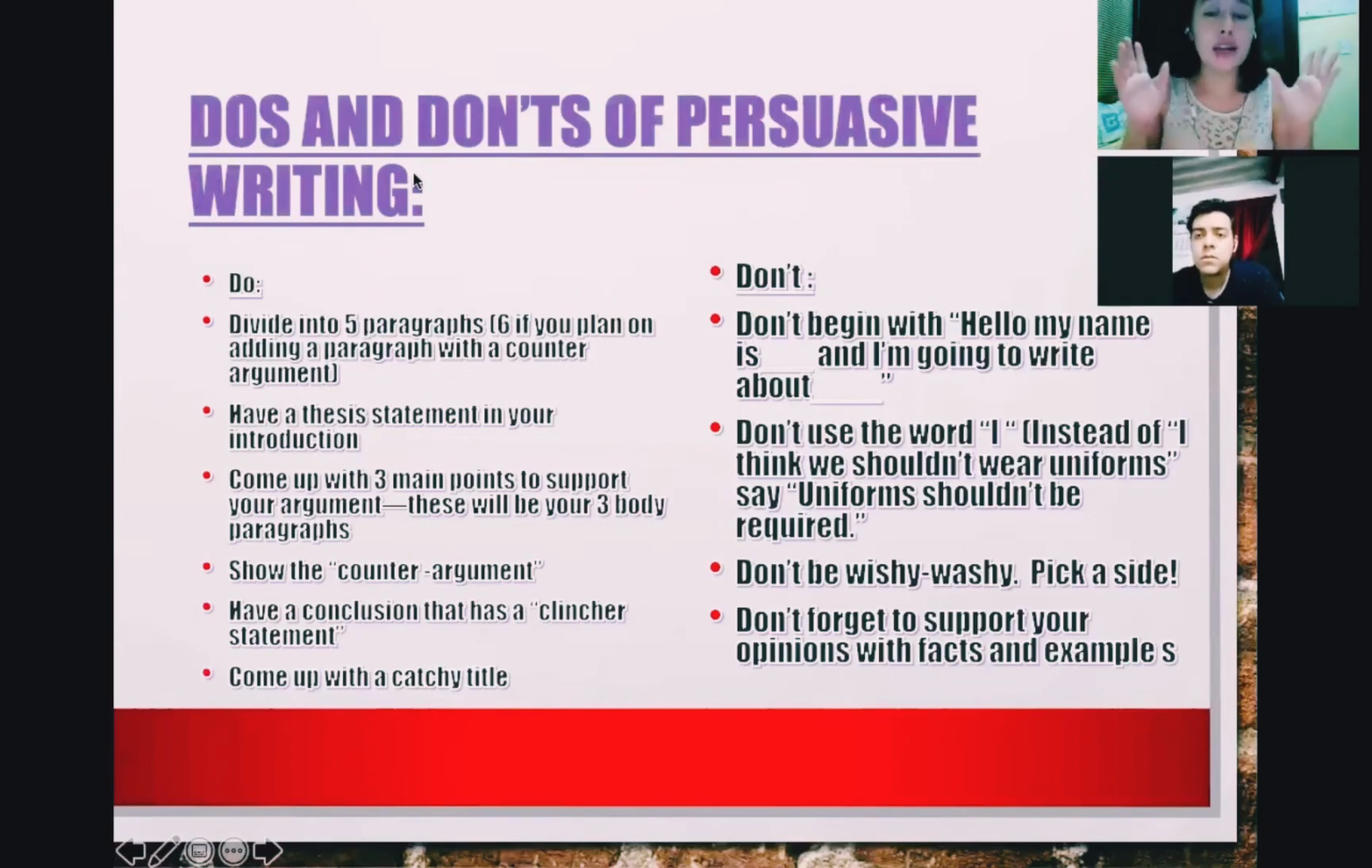And then it's up to you whether to put in the counter-argument. And also you can have a conclusion that has a clincher. And also you can come up with a catchy title. So for example, can you tell me what topic you have in mind for your persuasive essay?